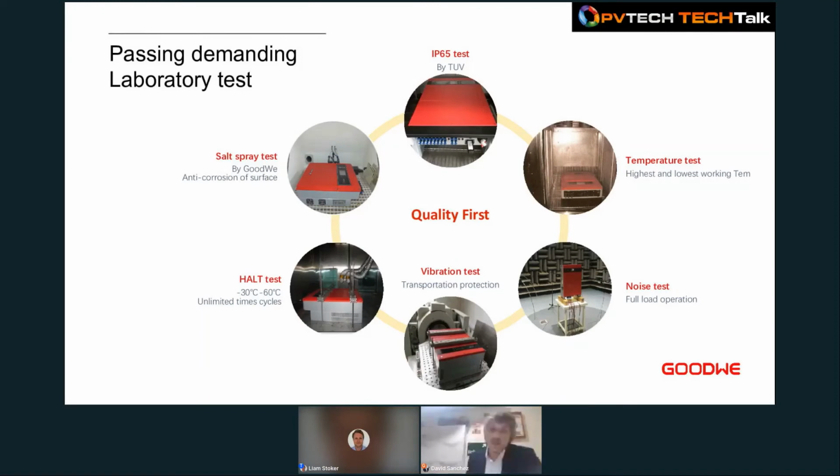And obviously, all inverters go through very demanding laboratory tests, right? So as to temperature, as to noise, IP, aging. Again, this is not a no-brainer. Only with the highly demanding laboratory test, only with the high-quality component sourcing, you can actually deliver a high-quality inverter.